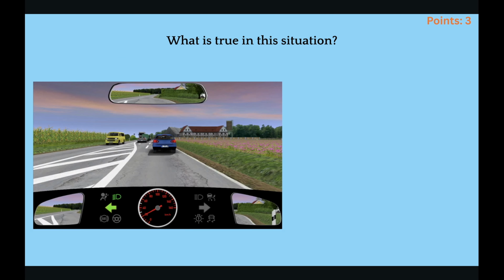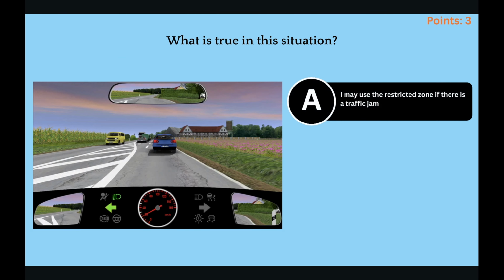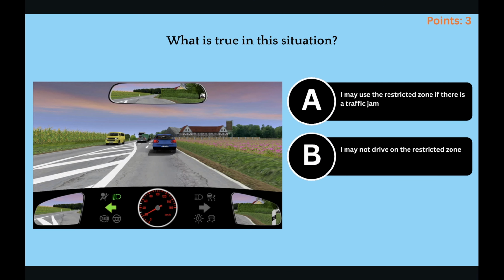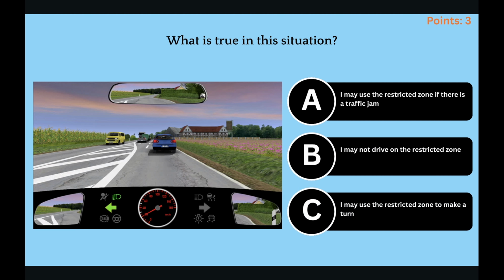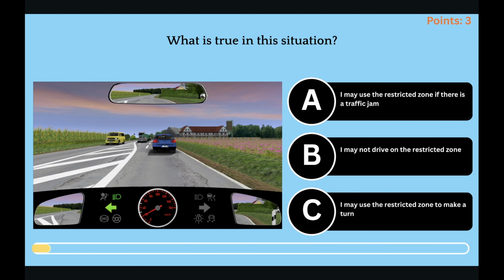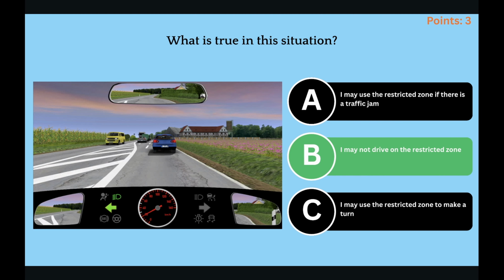What is true in this situation? A. I may use the restricted zone if there is a traffic jam. B. I may not drive on the restricted zone. C. I may use the restricted zone to make a turn. B is the correct answer.